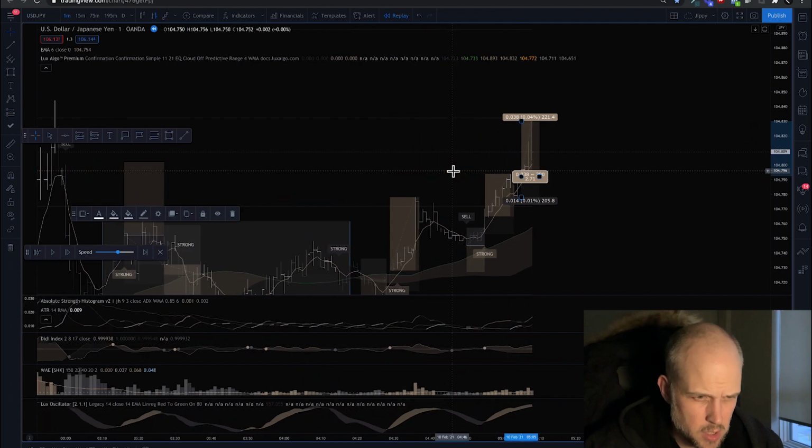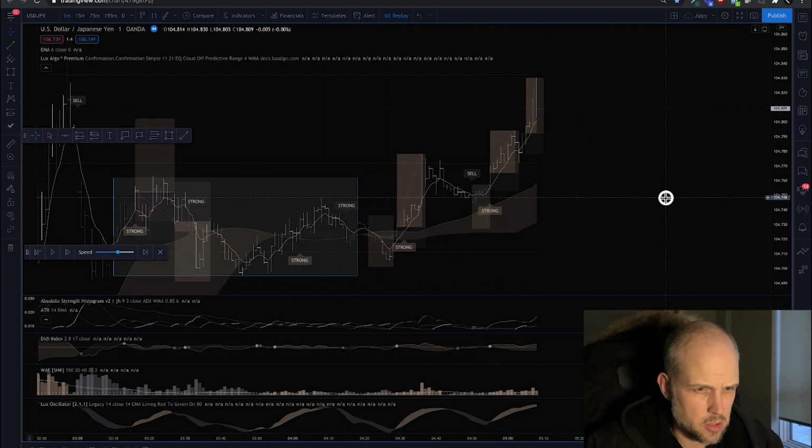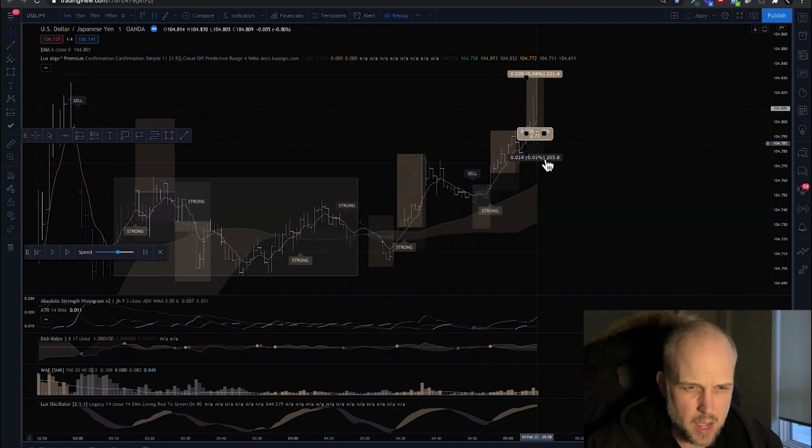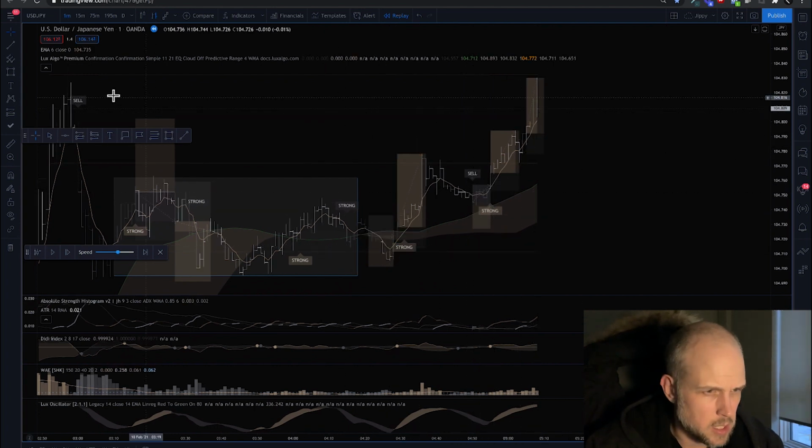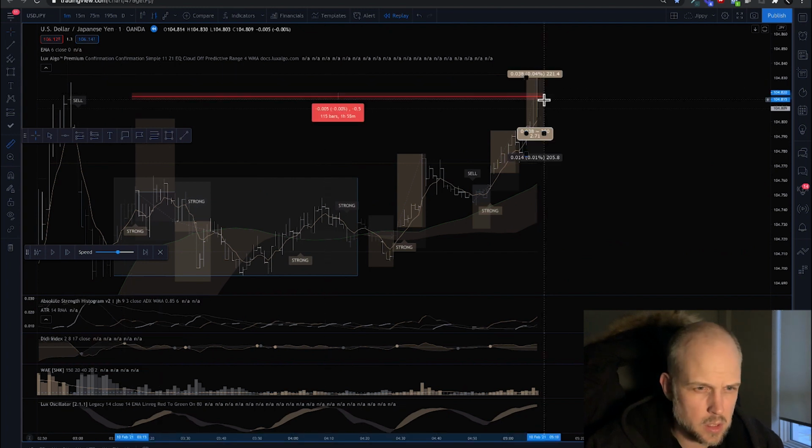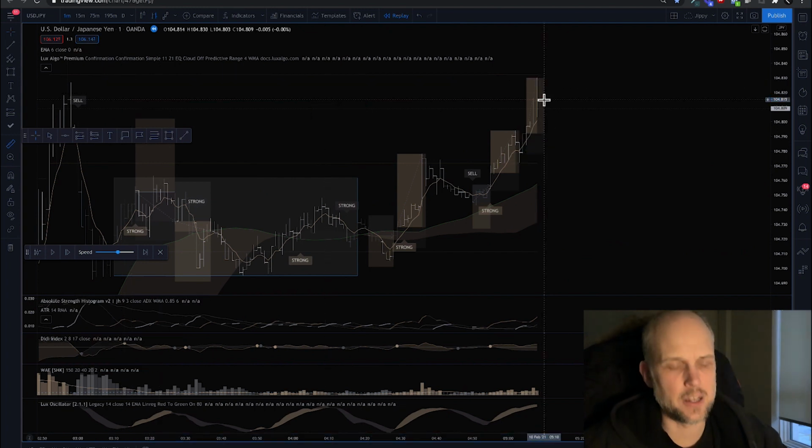I think we've taken 10 trades. Maybe 1, 2, 3, 4, 5, 6, 7. No, that's okay. 7's fine. I just want to see how long this trade session was. 1 hour, 55 minutes. Yes, under 2 hours.